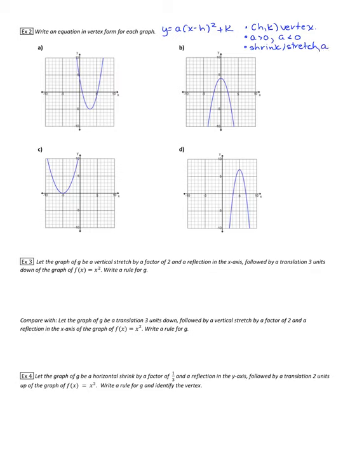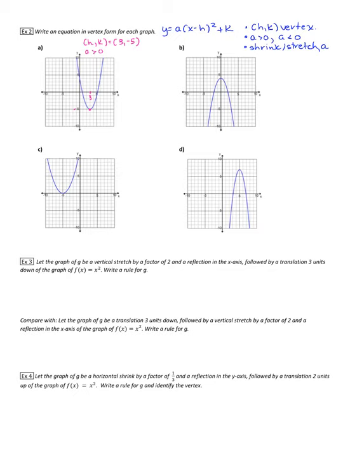All right, so let's start with this first one here. So we want to identify this vertex, which is at the point (3, -5). So I know that my (h, k) equals (3, -5). And we know a is going to be positive because its graph is going up, it's a smile.